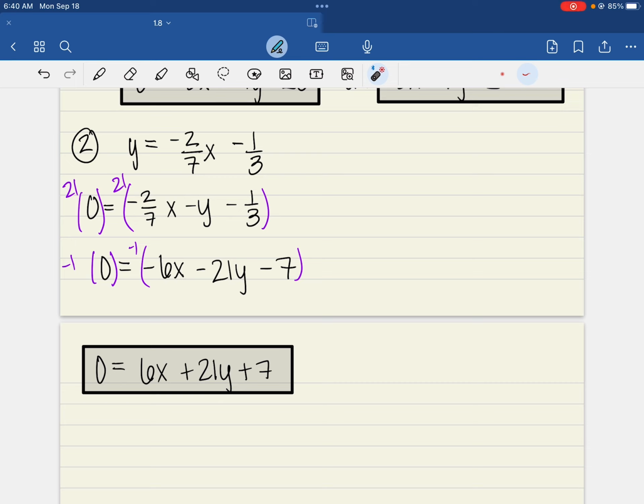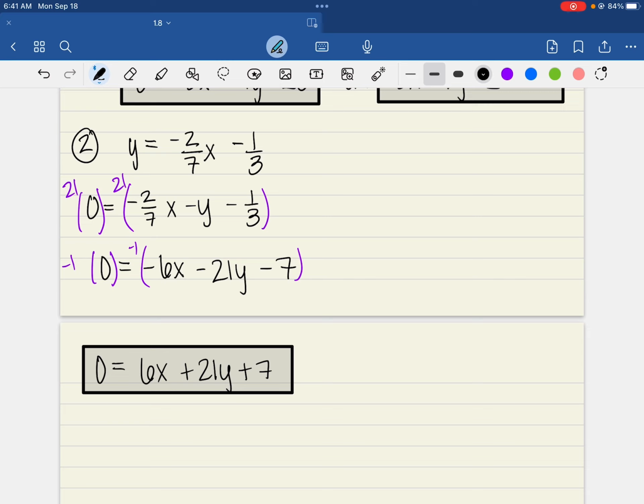Another thing you could have done is instead of multiplying by 21 and then multiplying by negative 1, if you notice that you had a negative fraction, you could have just multiplied by a negative 21. So there's a couple different methods to getting to this answer, and this is just one of them. But in reality, there could have been a few different ways you could have done that work.